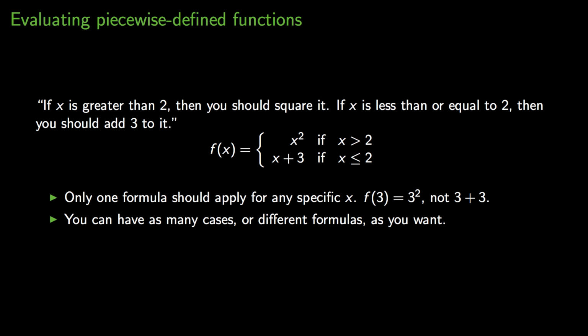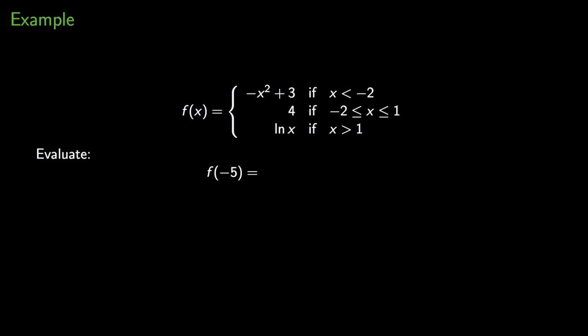Second, you can have as many cases or different formulas as you want. Most of my examples are 2 formulas, but you can have 3 or 4 or even infinitely many. And finally, you'll see very commonly that people will write a comma instead of that word if, although verbally you would always say if. So here's an example of evaluating piecewise defined functions at specific numbers.